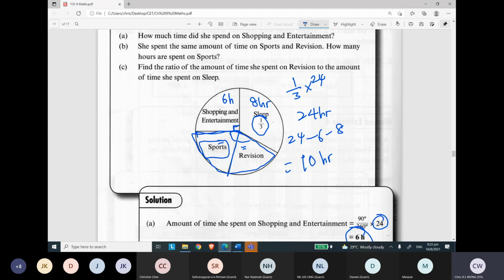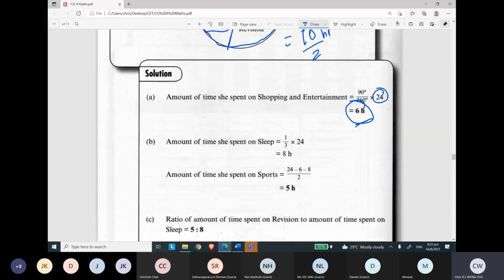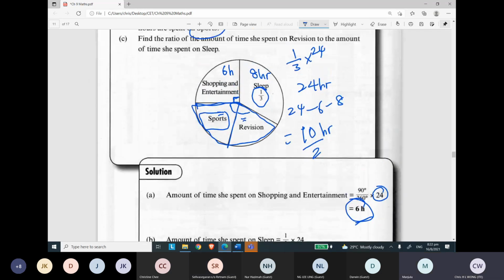But we know that sports and revision is the same, isn't it? So all I need to do is divide by 2. I will get the amount of time for sports or revision, okay? So the total in this case is 10 hours. Divide by 2 gives you 5. You understand? So that means, Mr. Wang, you have to take the 24 hours minus the shopping hours, minus the sleep hours to get the sports and revision. They say these are the same, so you have to divide by 2. It's 5 hours each, right? Correct. Okay, understood.